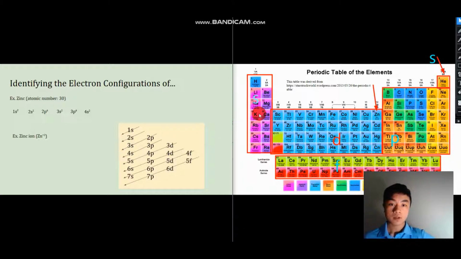4s is going to be from potassium to calcium. We know that s can hold up to 2, which is the maximum. Potassium's electron configuration is 4s1. And then calcium is going to have an electron configuration of 4s2, so that's where we're ending right there.